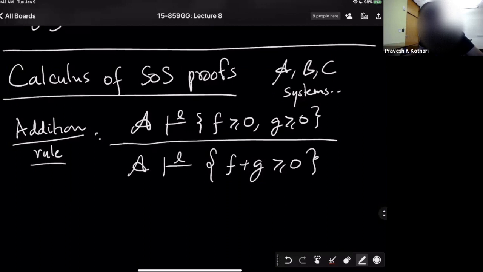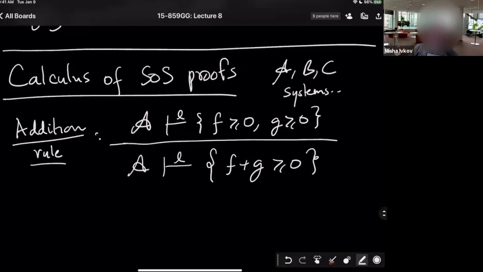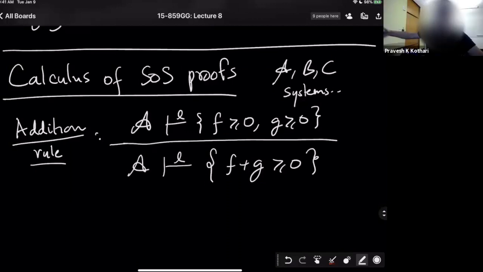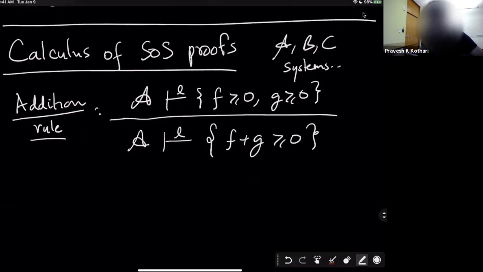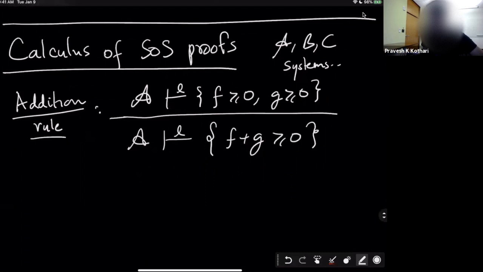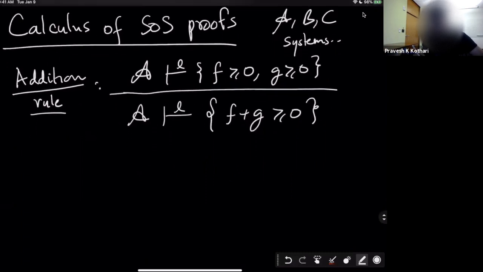Exactly. Yeah, Misha is absolutely right. If F has a SOS representation, this particular representation that we wrote down, and G has a particular SOS representation, then addition of it actually gives a new representation for F plus G, and that constitutes a SOS proof for F plus G. It's very, very simple. So these are not hard theorems. That's why I'm calling them rules, and that's why I'm not proving them. But these are extremely useful, even though they are simple observations. So that's the addition rule.